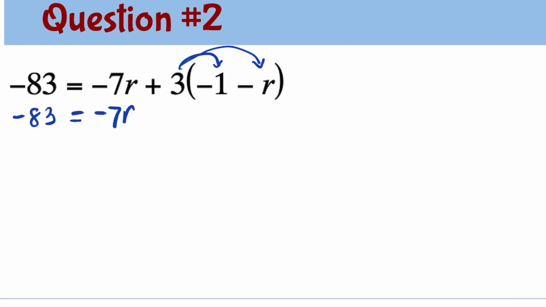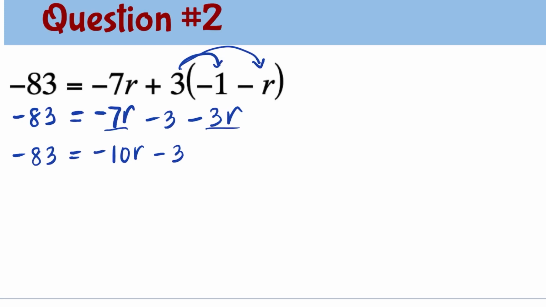I will just write negative 3. 3 times negative 1r is negative 3r. Okay. And simplifying the right side, we can combine the like terms negative 7r and negative 3r. So negative 7r and negative 3r is negative 10r. So we have negative 10r minus 3. And from here, we can do the inverse operations.